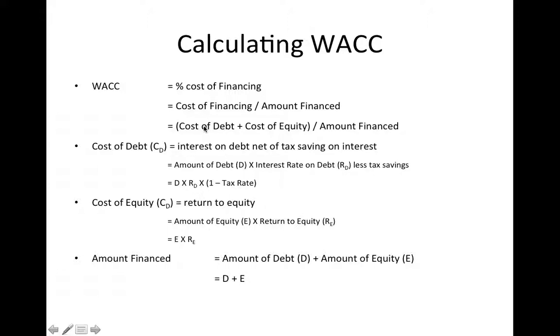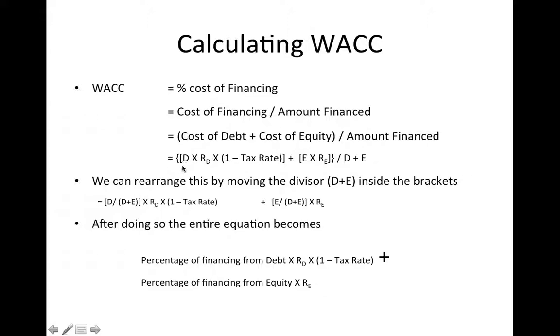So if we go back up to the top, we've said that we can get to the WACC by doing the cost of debt plus the cost of equity divided by the amounts financed. We now have a generalized formula for cost of debt, a generalized formula for cost of equity, and a generalized formula for amount financed. So we ought to just be able to plug that in. And that's what we've done here. So here's the cost of debt part, D times R little d times 1 minus the tax rate. Here's the cost of equity part, E times R little e. We're just adding those two together, and then we're taking the whole thing and dividing by the amount financed. So you could just use that formula.